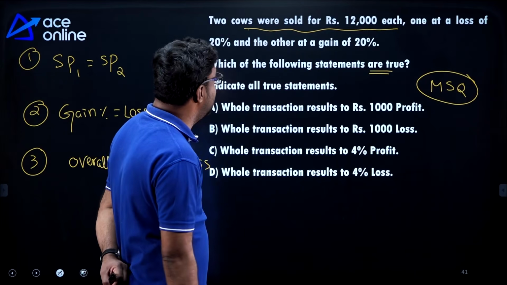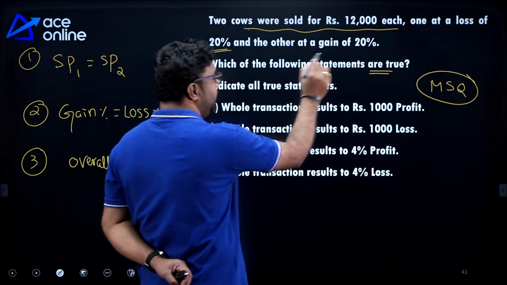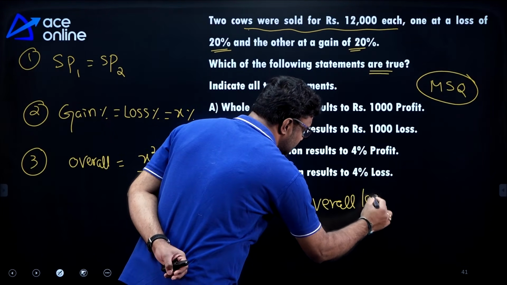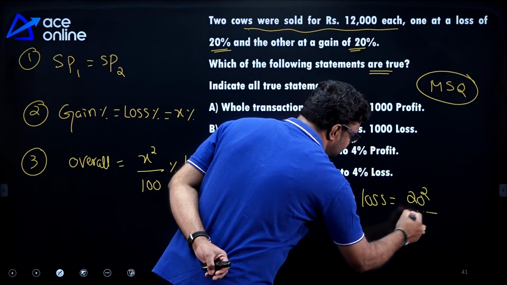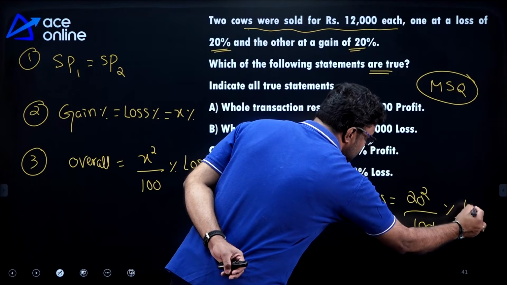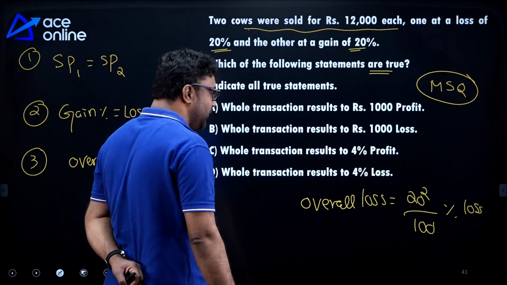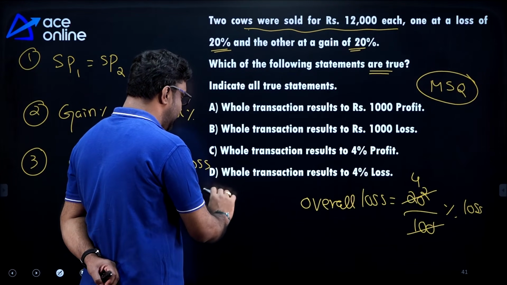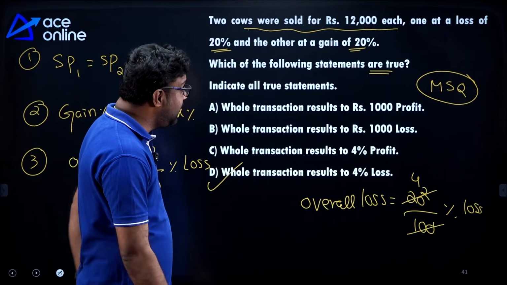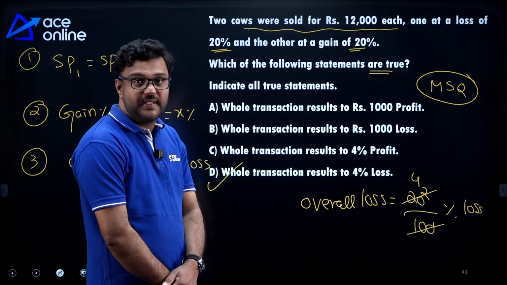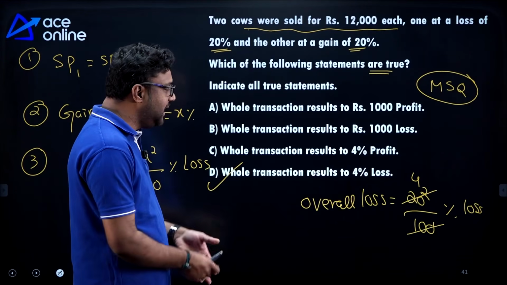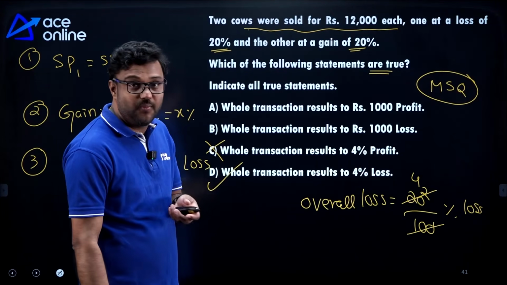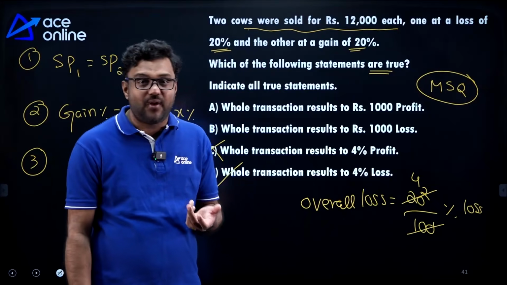In this question, selling prices are equal, loss is 20, gain is 20, fine. Then definitely we will get an overall loss. Overall loss is nothing but 20 square divided by 100 percent loss. So 20 square means 400, so it's like 4% loss. Then option D is correct, 4% loss is fine. But now they're asking loss in terms of rupees. Among C and D, we can understand that 4% loss is true. But how much in rupees, sir? We know this shortcut, but how to calculate rupees?